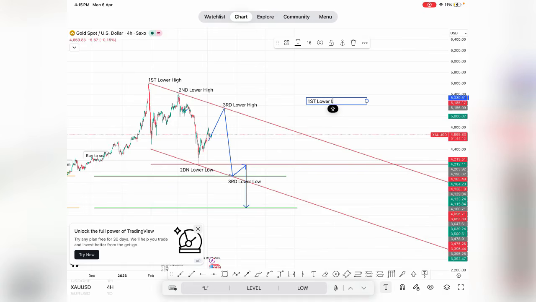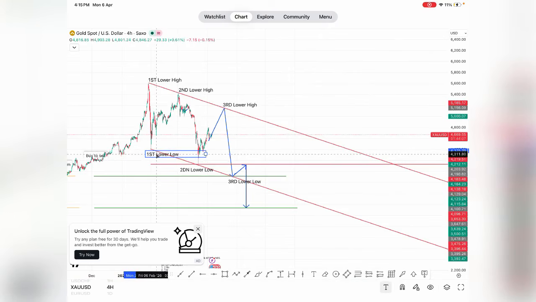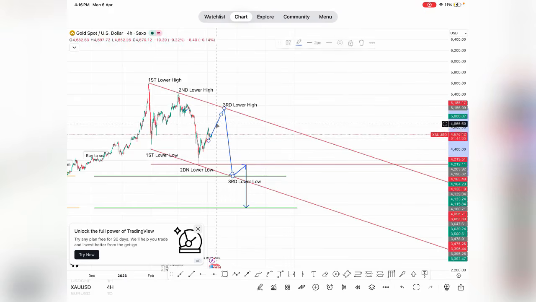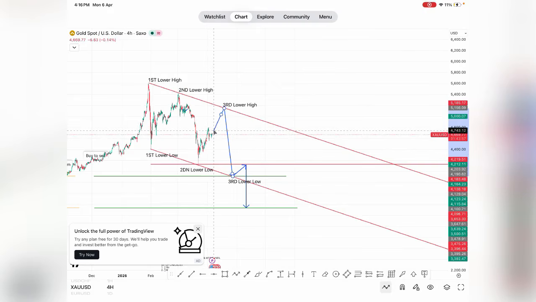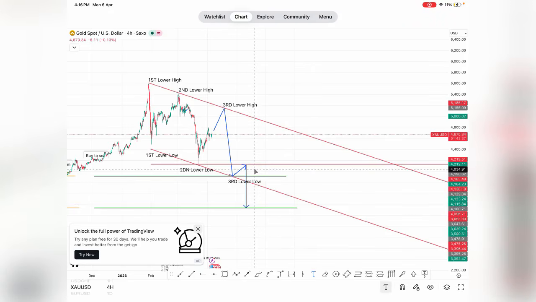So here becomes my first lower low, right? This portion. So we expect a breakout here. So let me indicate the breakout as well. This portion is going to be a breakout.